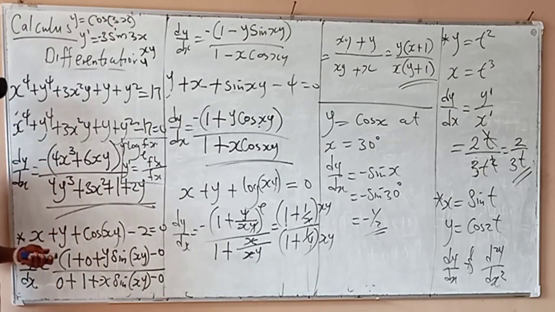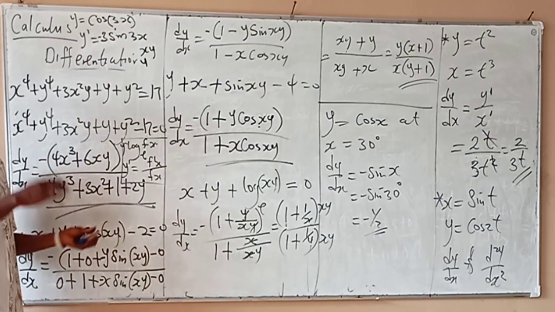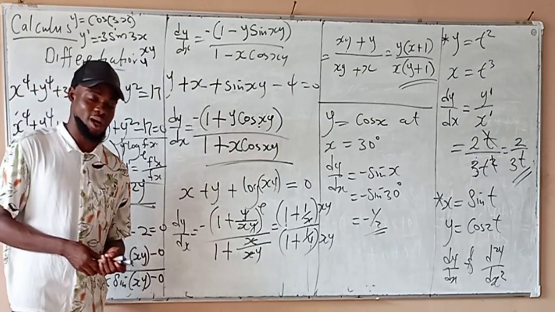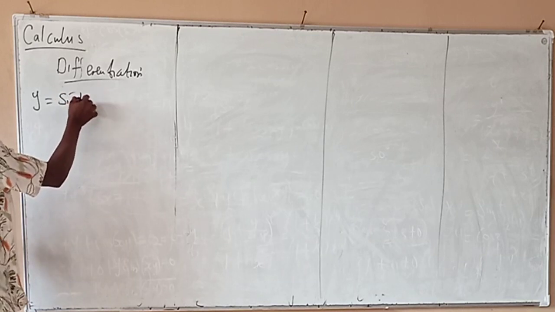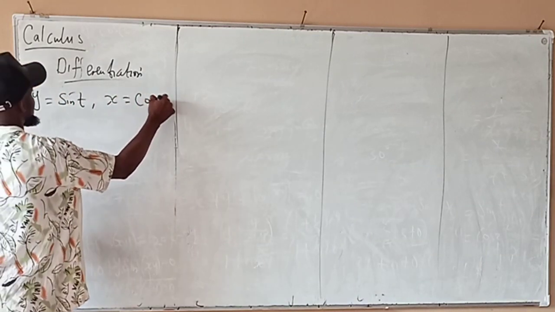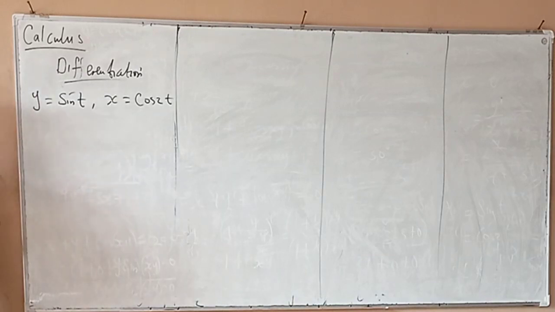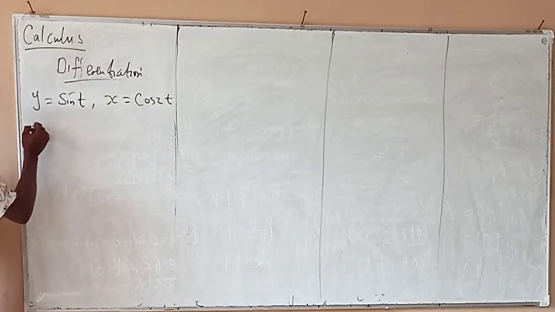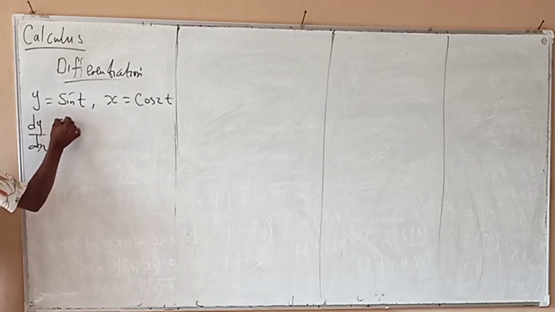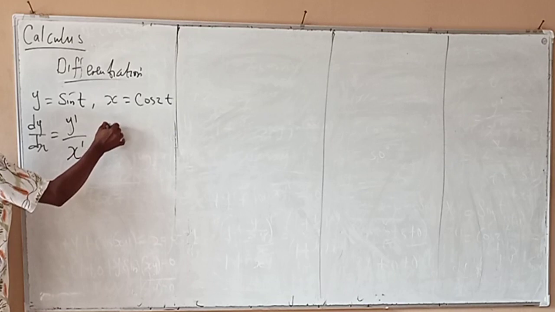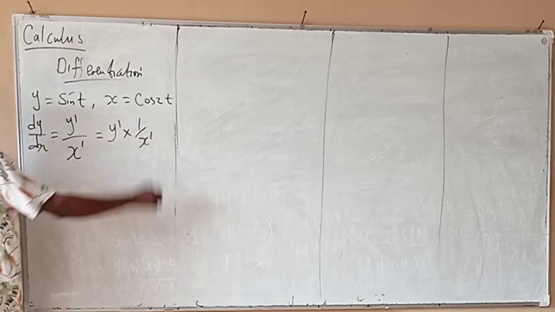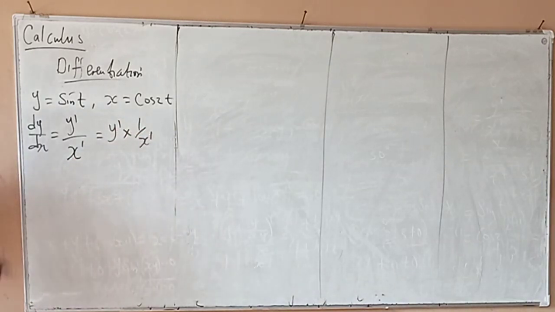After this, we will look at inverse trig and inverse hyperbolic functions. Remember the question we're having? x is equal to sine t and y is equal to cos 2t. What is dy over dx and d squared y over dx squared? I already said dy over dx is the differentiation of y over the differentiation of x, or the derivative of y times 1 over the derivative of x. That is dy over dx. I'll give you the shortcut for d squared y over dx squared after this. So let's do this now.